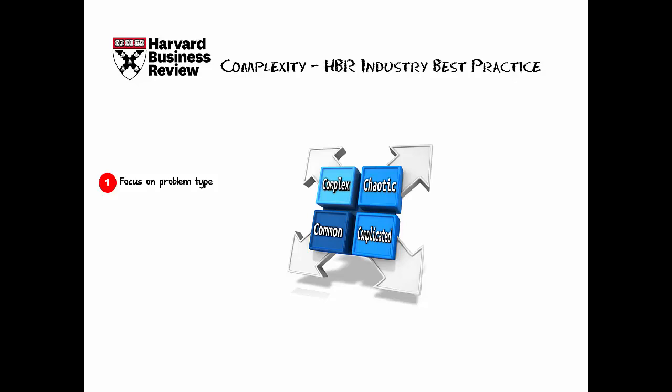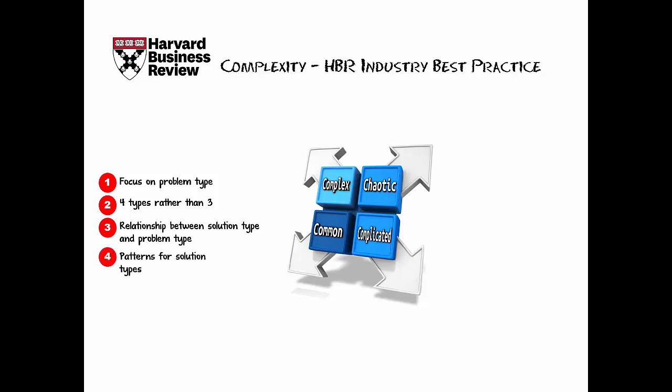In the John Holland book, there's a lot of discussion about the difference between complicated and complex, but it also assumes chaotic is part of complex. And this model works differently. It says that there is a difference between complex and chaotic. So there are four rather than three different ways of looking at this. Based on that, there's a relationship between what the solution type is and what the problem type is going to be. And then we can build patterns for the solution types.